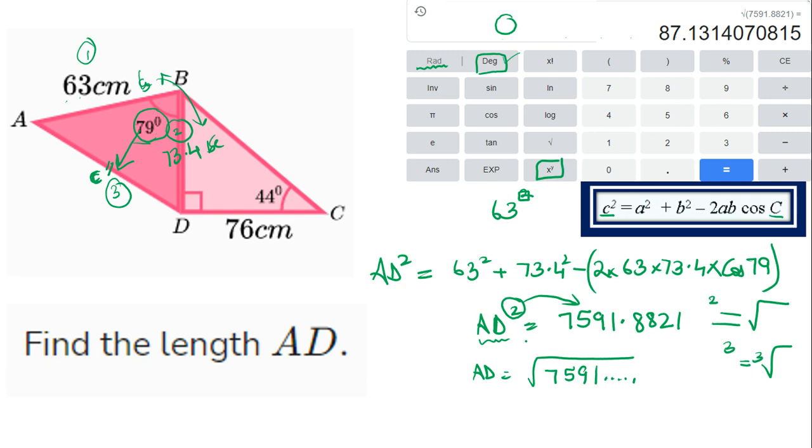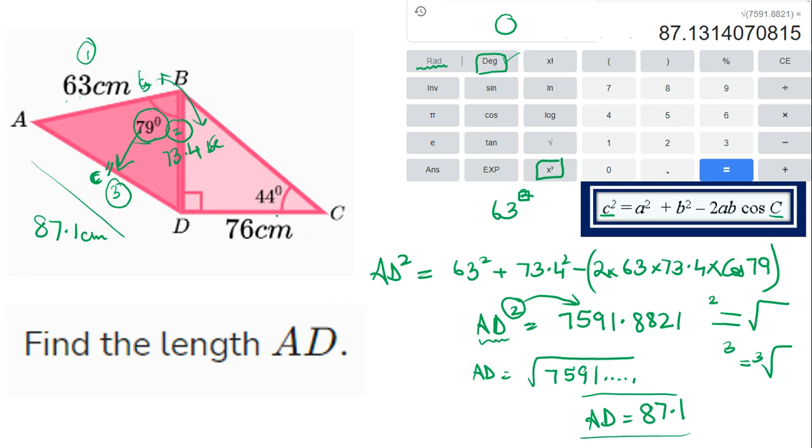That is just going to be writing AD equals 87.1. I'm just going to be rounding off now. And when you get your answer, you will either put it as three significant figures or just one decimal place. So I'm going to be writing 87.1. So that's my final answer. That means that this length AD is going to be 87.1 centimeters. That's how you find it out.